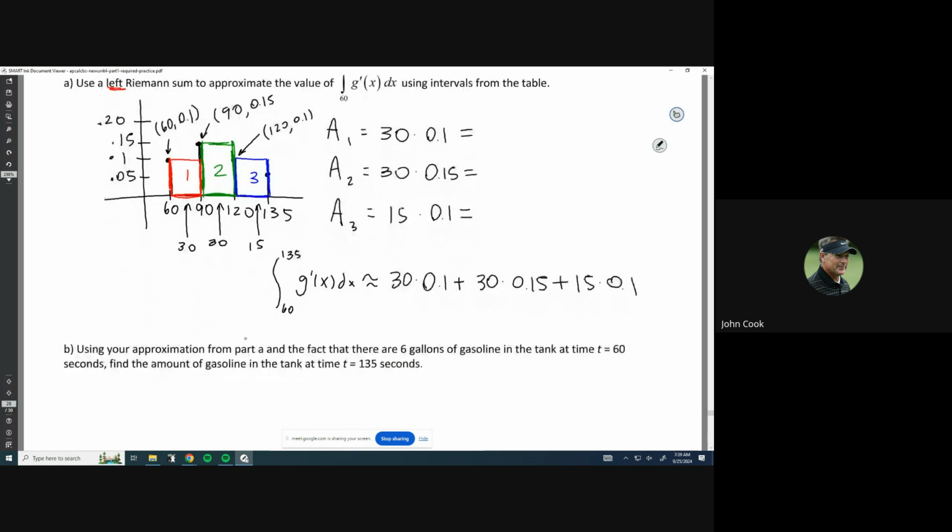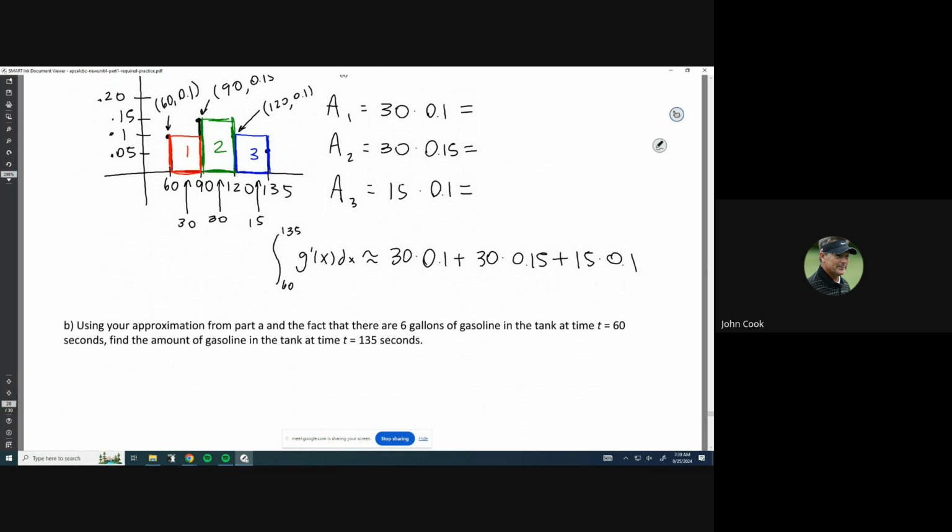Let's see what part B says. It says, using your approximation from part A and the fact that there are 6 gallons of gasoline in the tank at time t equals 60 seconds, find the amount of gasoline in the tank at time t equals 135. So that sounds like one where I'd have to use this, but there aren't a lot of numbers here, so I think I would just still leave it like this. I would just have to get the units, and that's it. So that's my long number, that's my approximation. And now let's talk about how to get the units.